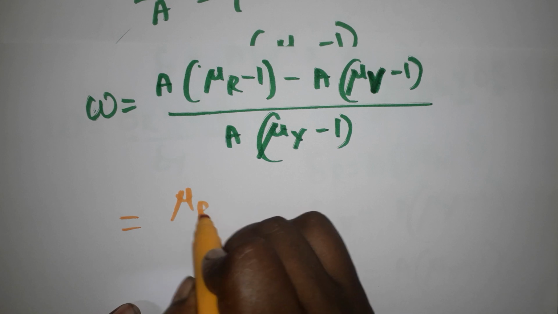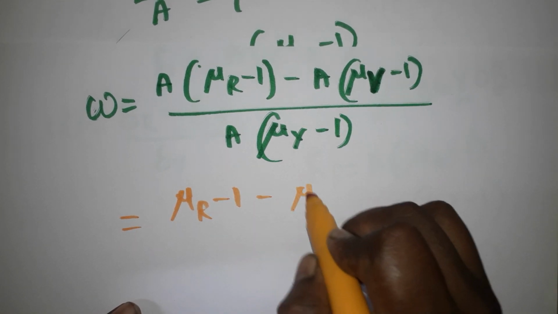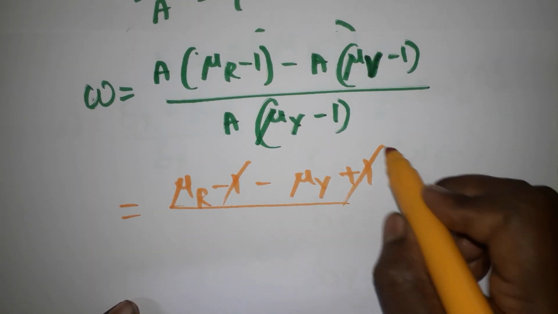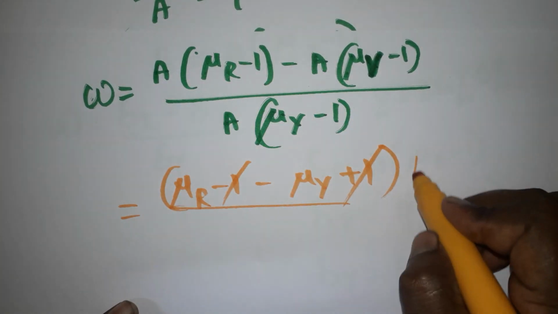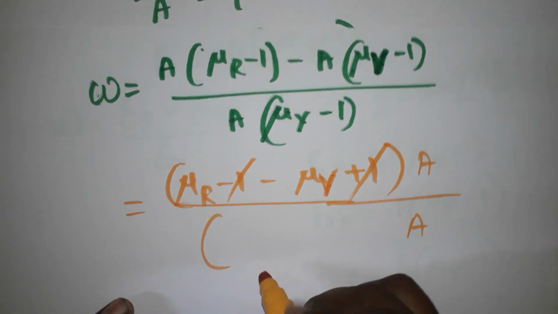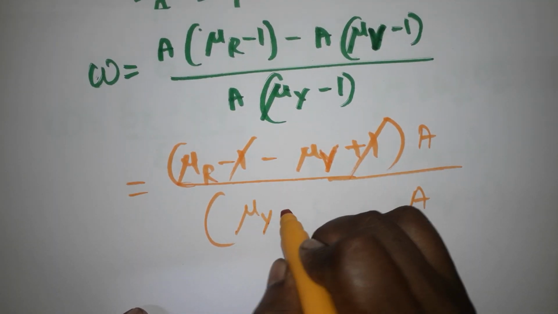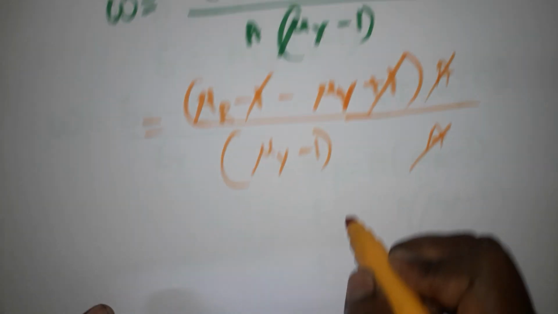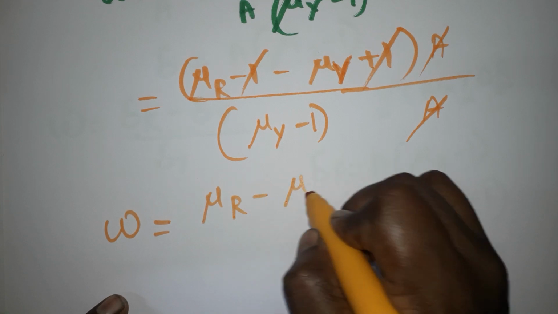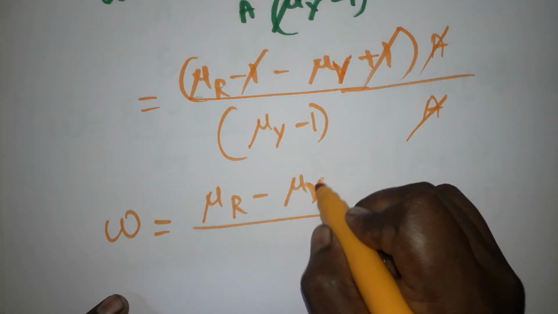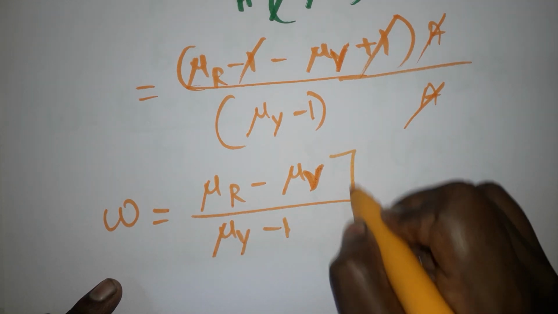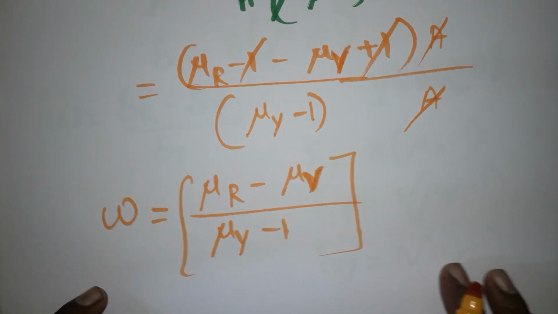So refractive index of red minus 1 minus refractive index of violet plus 1; the minus 1 and plus 1 get cancelled, all divided by the refractive index of yellow minus 1, with the angle of the prism taken common outside and cancelled. So finally, dispersive power is equal to (refractive index of red minus refractive index of violet) divided by (refractive index of yellow minus 1). Like this we can get the dispersive power.